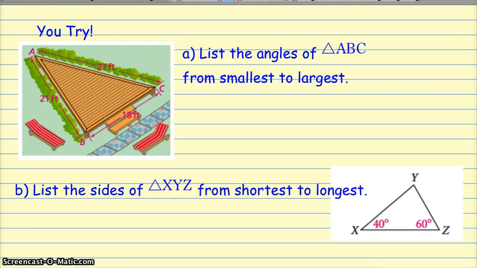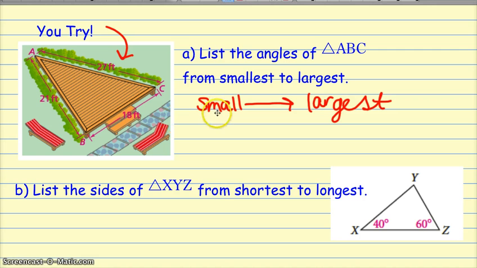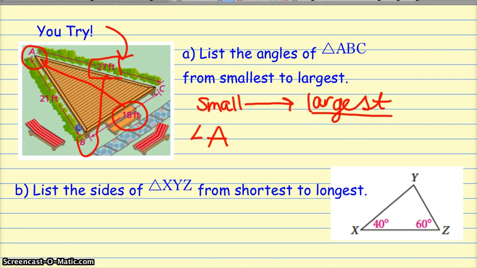It says list the angles of triangle ABC from smallest to largest. So in this particular triangle over here, I want to talk about angles from the smallest all the way to the largest, but all I was given was side lengths. So if you want the smallest angle, find the smallest side. The smallest side is 18, so that means the smallest angle is angle A. If you want the largest angle, then you're really looking for the longest side. And so the one in the middle must be angle C.